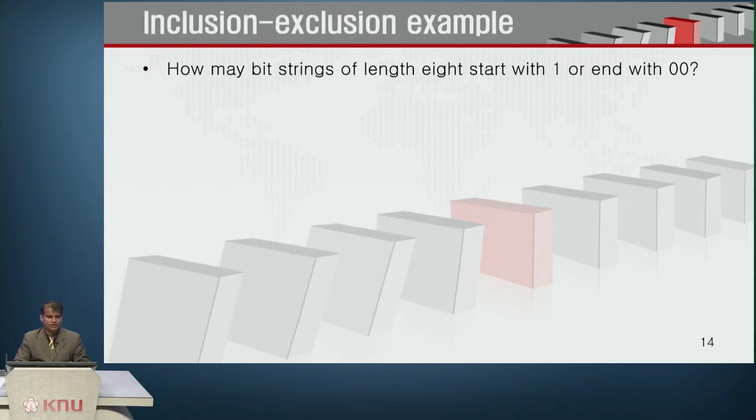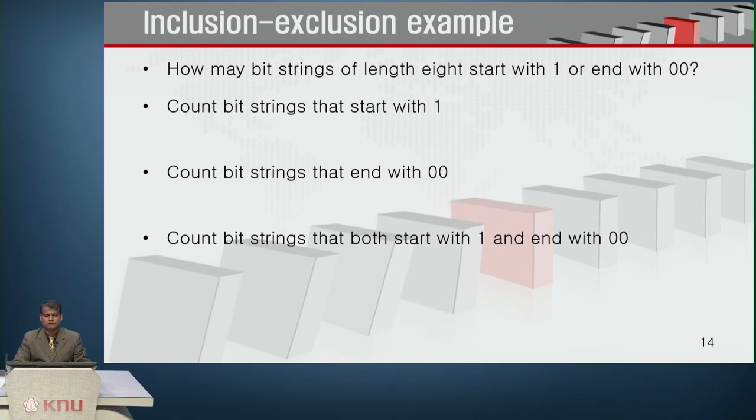So at times we have to be cautious of how we use the numbers. How many bit strings of length 8 start with 1 or end with 00? So that's the question here. Let's say here, count the bit strings that start with 1. The rest of the bits can be anything. Say for example you are trying to count the bit strings that start with 1. You have 1, you have 10, you have 100, you have 1000. It can be even 11, because you are counting the bit strings that start with 1. So here in this example we have 2 power 7, that is 128. The rest of the bits can be anything, that is 128.